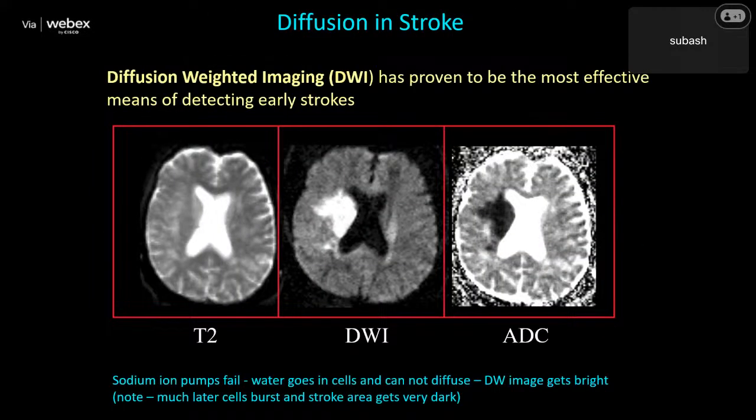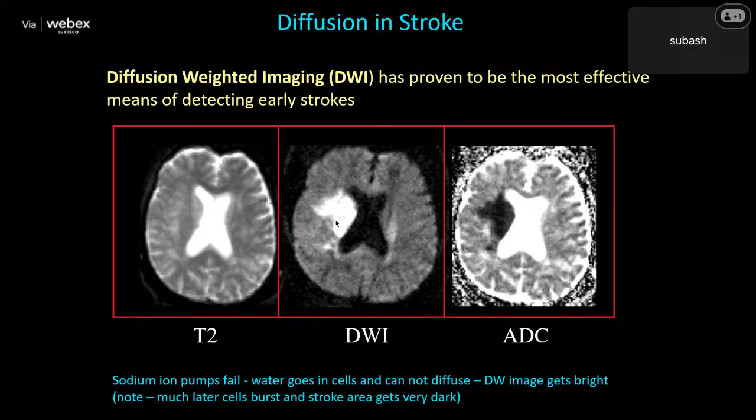As I told you last time, diffusion is the only technique which can show you stroke within a few minutes of onset. If you take a picture of a person who had a brain stroke and do T2 weighted imaging, you see nothing in this image. So you can miss the stroke if you do not perform diffusion weighted images. When you do diffusion weighted imaging on the same patient, you can see there's a big infarct which has happened in the brain, the attack has happened in the brain.